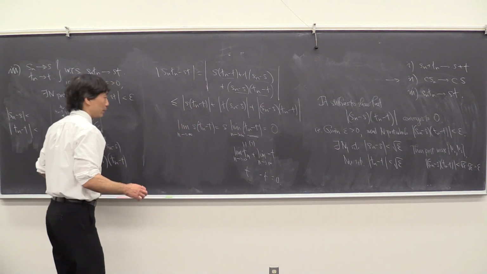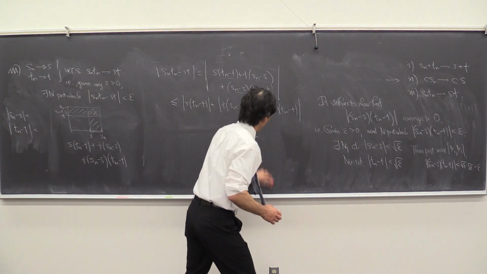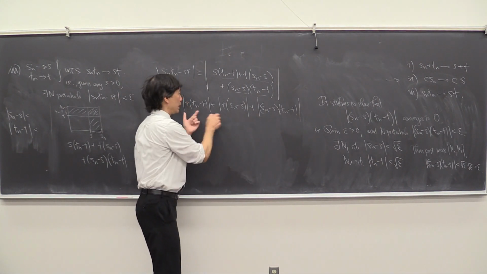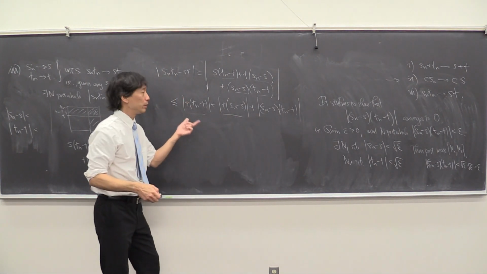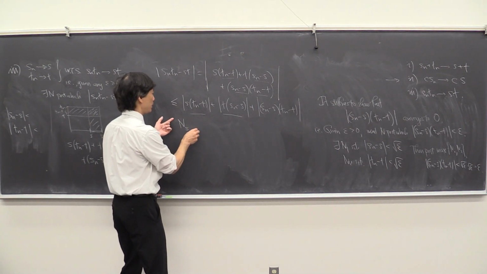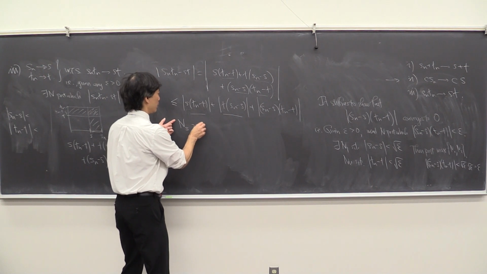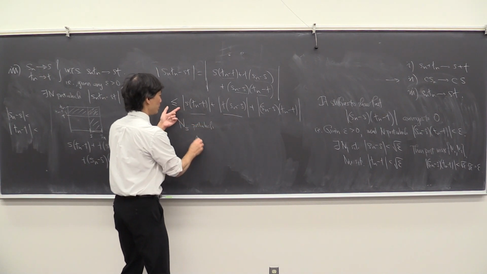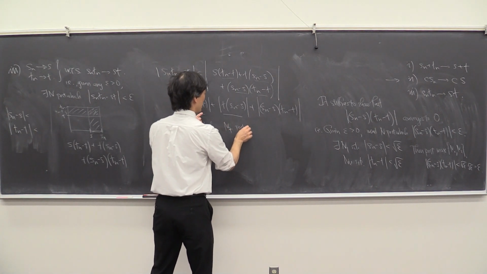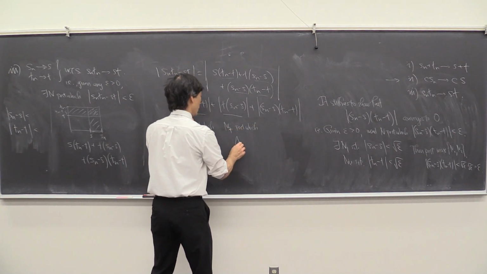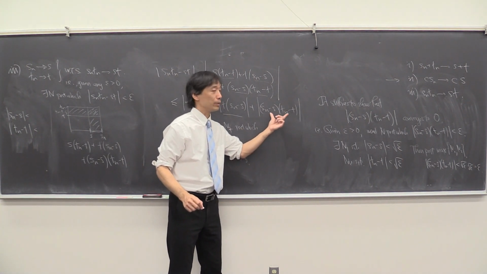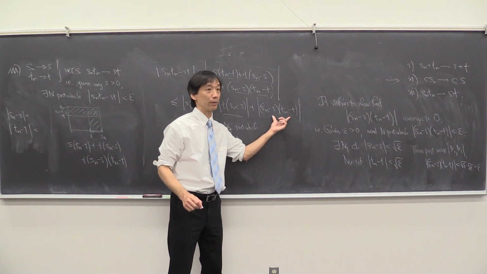Maybe it'll be easier if I say it this way. Each of these guys goes to 0. So we know that there's an ns past which this thing is smaller than epsilon over 3. There's an nt past which this guy is smaller than epsilon over 3. And what we need to show is that there's a time past which this guy is smaller than epsilon over 3.